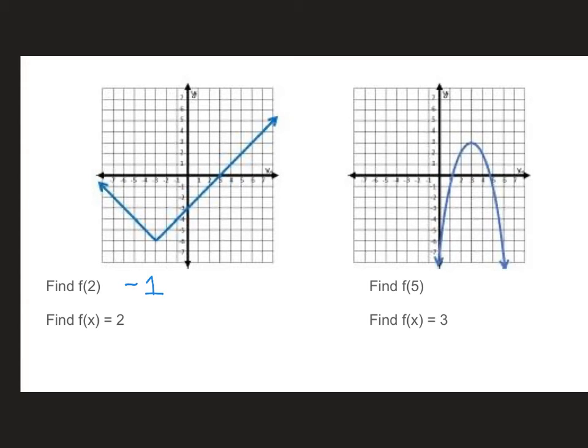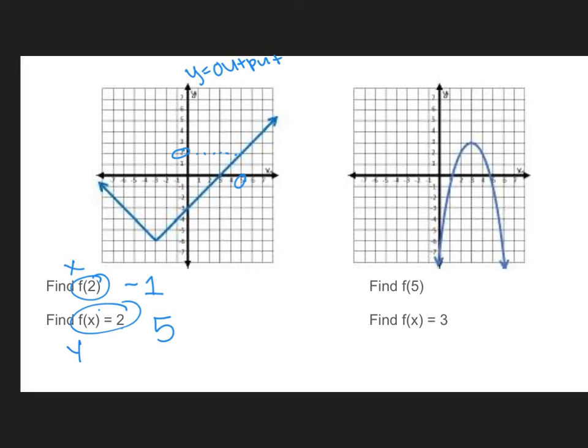Now, this says find f of x equals 2. So we found the input. Now we need to know when the output is 2, when the y, remember the y is the output. When the output is 2, what is x? 5. Do you see how I did that? We move on the x-axis here and the y-axis here. Input and output. Just like before we learned with domain and range.